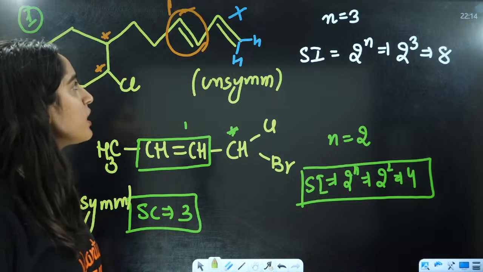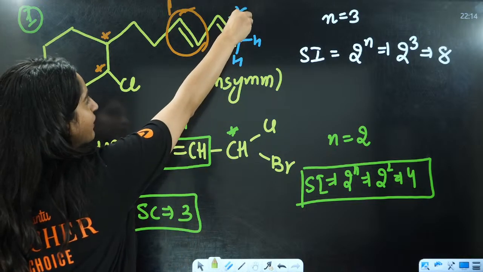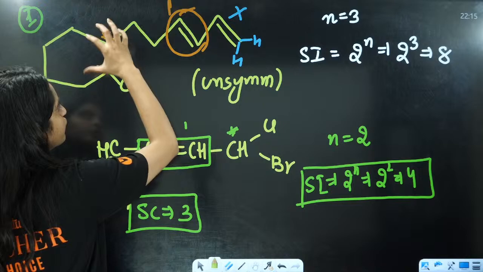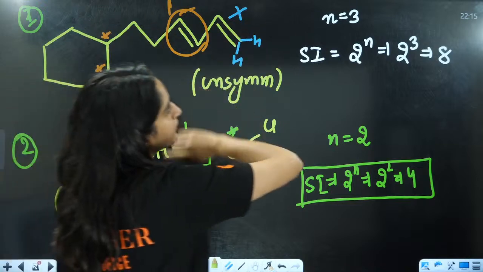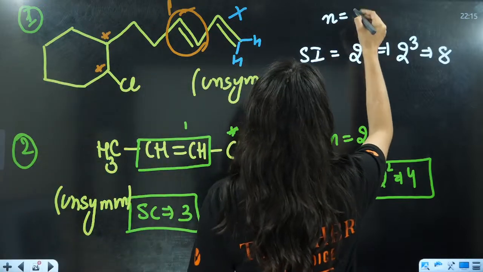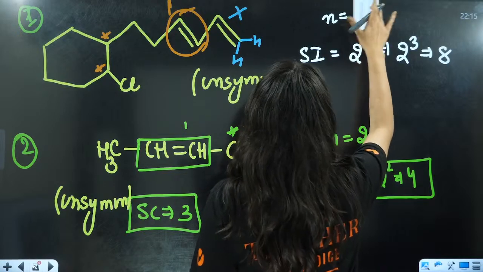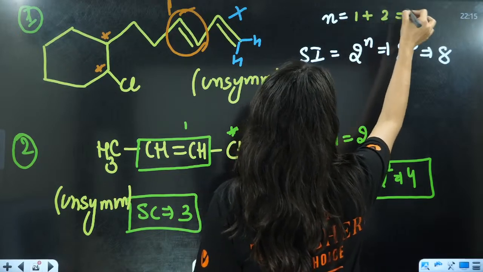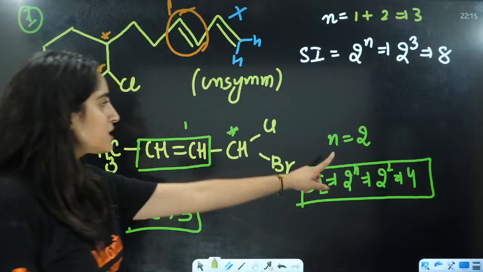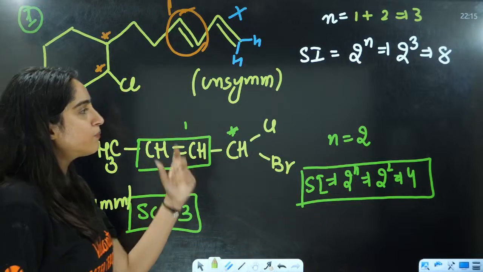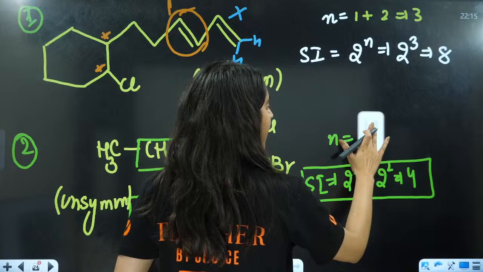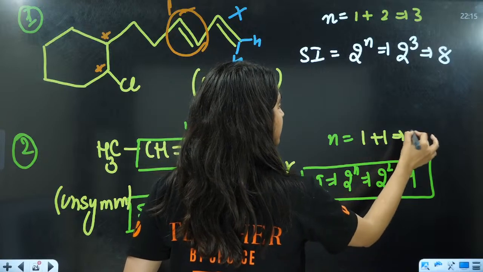Right? Okay. So here, this does not show geometrical isomer. This shows geometrical isomer. These are 2 chiral centers. So n is going to be 3. How n is equal to 3? This is 1 geometrical plus 2 chiral centers, equal to 3. How is this 2? This is 1 geometrical plus 1 chiral center, that is 2.